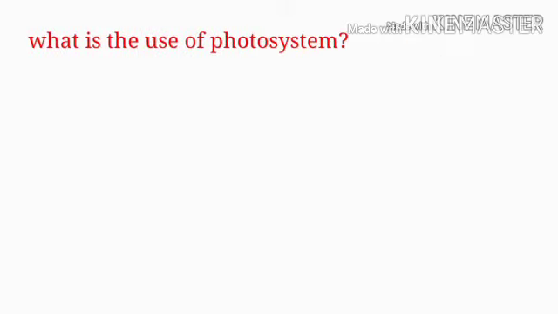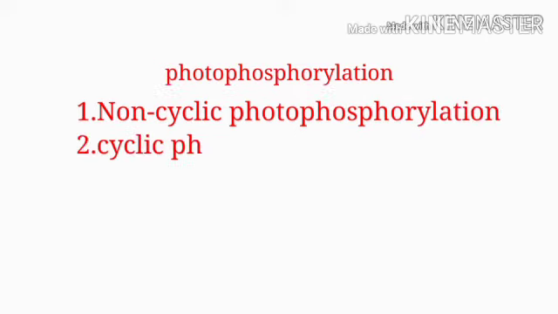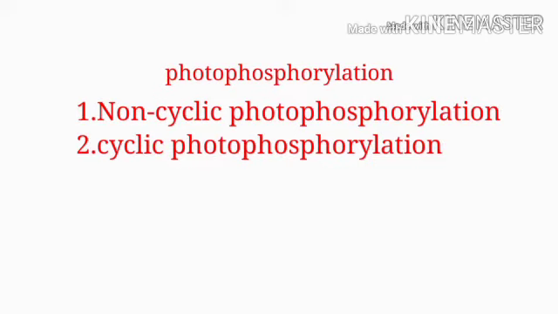Now what is the use of photosystem? It helps in photophosphorylation. Now what is photophosphorylation? It is nothing but synthesis of ATP from ADP and inorganic phosphate in the presence of sunlight. It means the addition of a phosphate group to ADP to produce ATP. In photophosphorylation also there are two types, non-cyclic photophosphorylation and cyclic photophosphorylation.